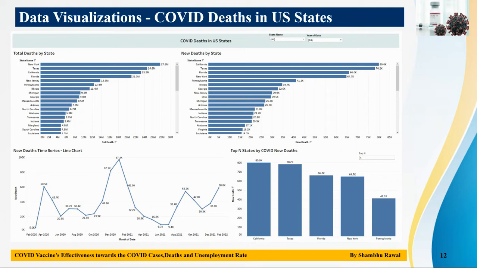The top right chart displays new deaths by state. The chart displays 80k new deaths in California, 78k in Texas, 66k in Florida, and so on. 0.5k new deaths in Vermont, 0.9k new deaths in Alaska, and 1.2k new deaths in Hawaii. The bottom left chart displays the new deaths in a line.